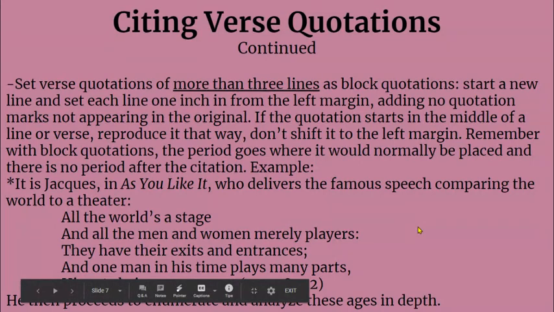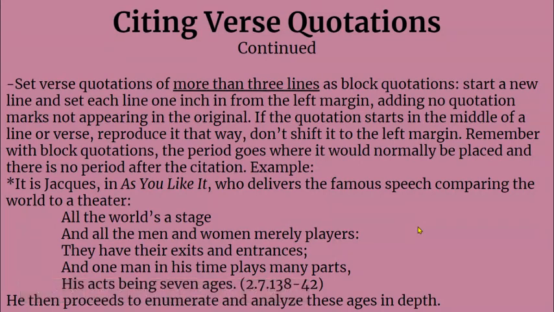So you don't have to do the slashes or anything like that. That's one of the advantages of the block. But just remember that you don't add any quotes with the block, and the period is oddly placed before the citation at the end and not after. Then just to show you how it would look if I was writing this: let's say I had just used that quote, and I'm still writing the same paragraph. You can see I go back to where I would normally be. He then proceeds to enumerate and analyze these ages in depth.